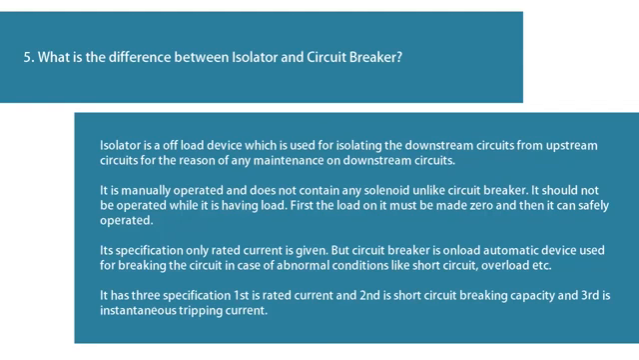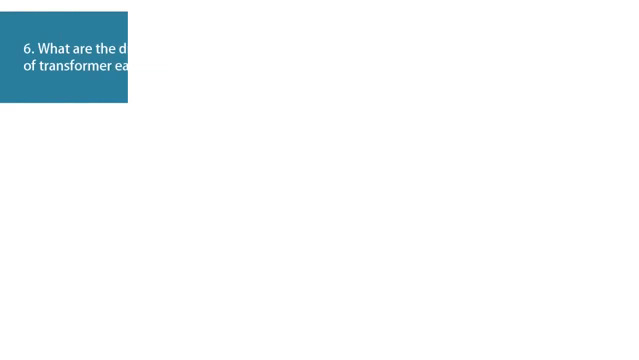But circuit breaker is an on-load automatic device used for breaking the circuit in case of abnormal conditions like short circuit, overload, etc. It has 3 specifications. First is rated current, second is short circuit breaking capacity, and third is instantaneous tripping current.